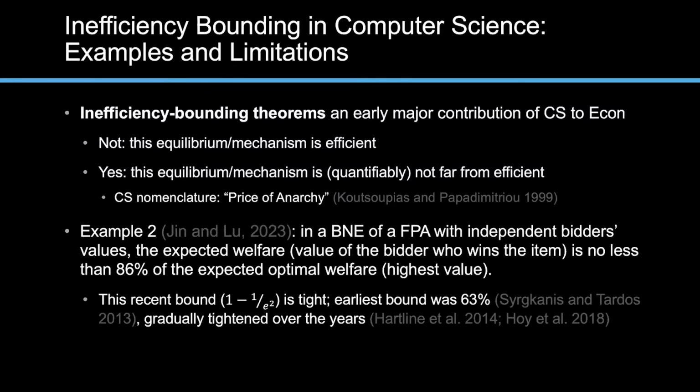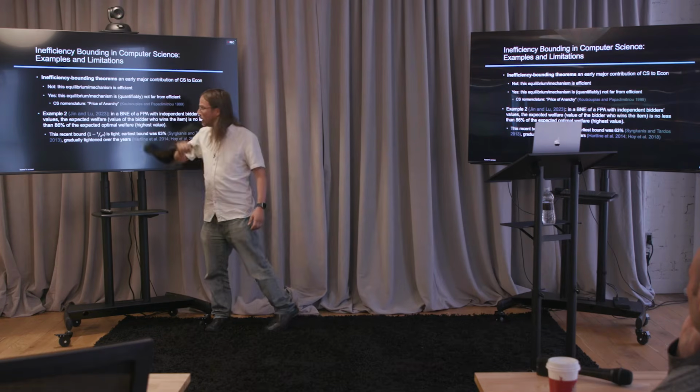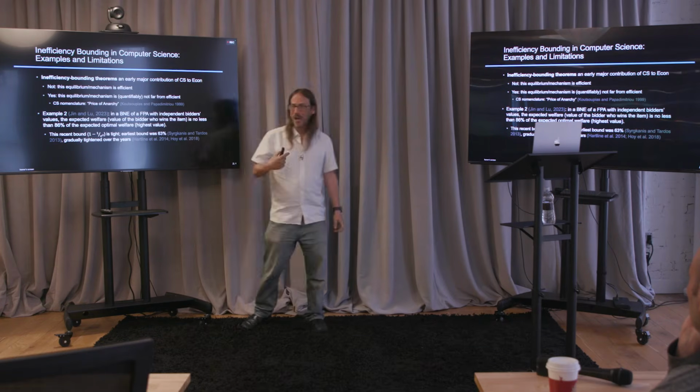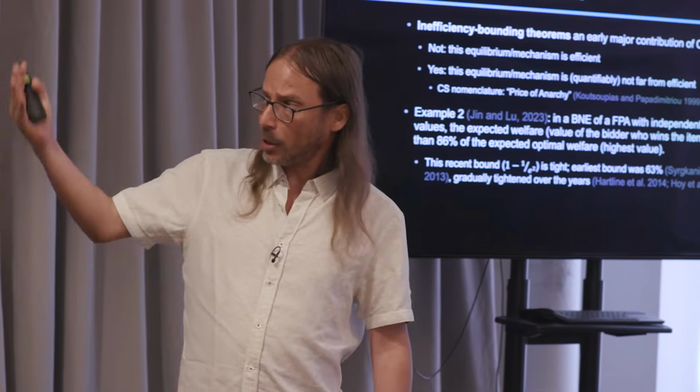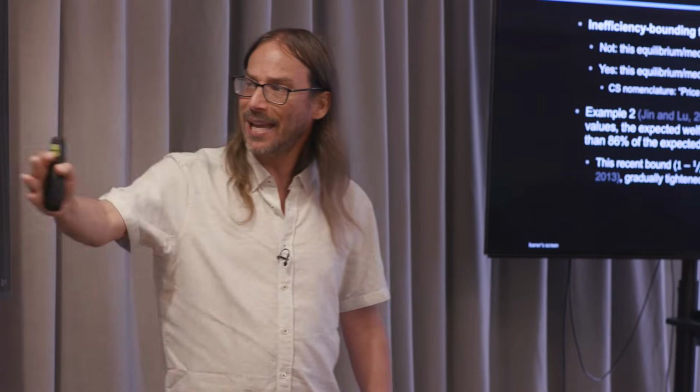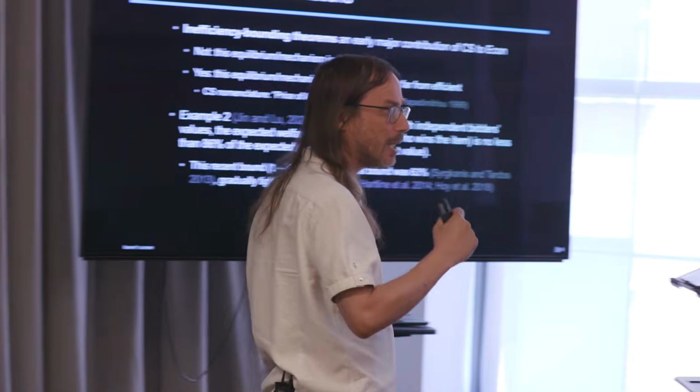Second example is a much newer one that I also really like. The setting is a first price auction. We have independent bidders' values, and we're looking at a Bayes-Nash equilibrium. Since different bidders' values are drawn from different distributions, the equilibrium need not be efficient. But it turns out that if you take the expected welfare, meaning the expected value of the winner, then at equilibrium it is no less than 86% of the expected optimal welfare, meaning the expected highest value.